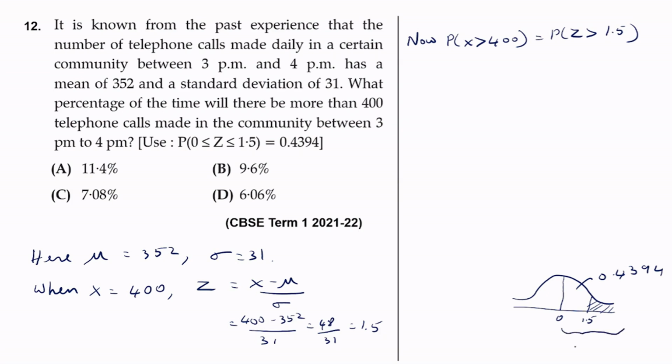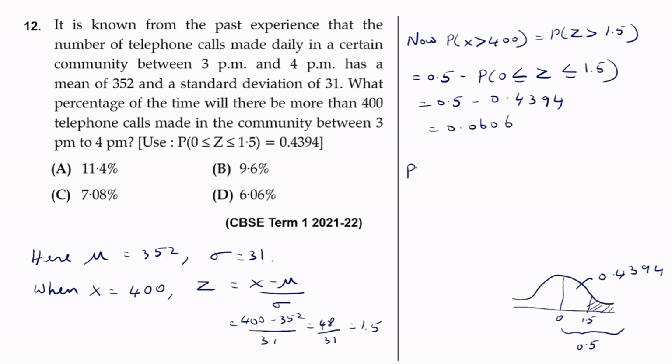We know that this entire area is 0.5. So we can find this particular area, that is probability of Z greater than 1.5, as 0.5 minus probability of 0 less than or equal to Z less than or equal to 1.5. So this is 0.5 minus 0.4394, or it is 0.0606. Since we have to express it as a percentage, probability of X greater than 400 is equal to 6.06%. So the correct option is option D. So this is the percentage of time when there will be more than 400 telephone calls between 3 p.m. and 4 p.m.